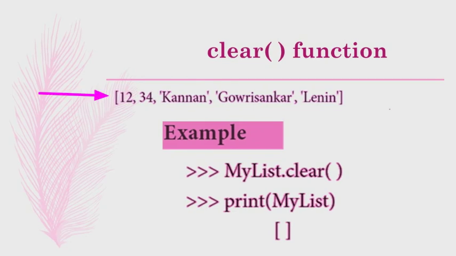Okay, let's see the syntax of the clear function. list.clear() with parentheses. Let's see one example. This is a list. Here if you want to clear all the elements from the list, write my list clear. When you print this my list again, it will be displayed like this. All the elements will be deleted, but an empty square bracket is displayed without any elements, which means this list is empty. So this is about the clear function.